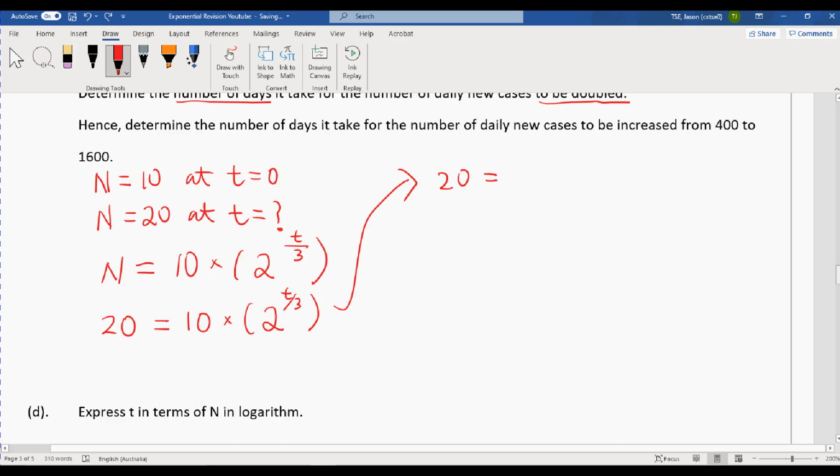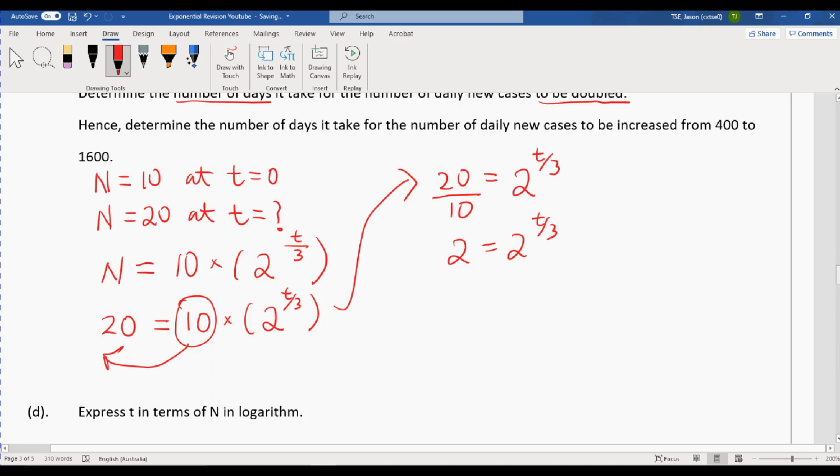2 is locked by the power. So the power of t over 3 has priority over 10. So 10 cannot be multiplied to 2 in this setting. The only thing you could do is to move that 10 to the left hand side. So you divide 20 by 10, and you keep that 2 to the power on the right hand side. So it becomes 2 equals.